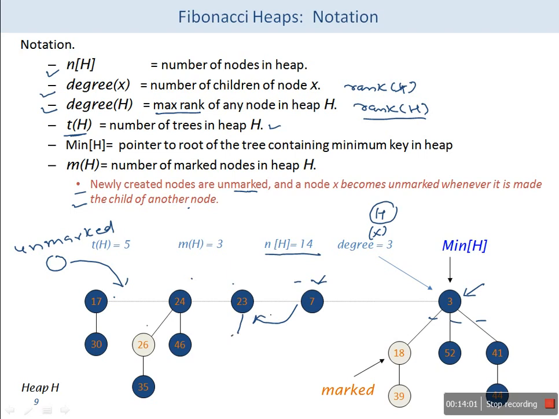So this cannot be added here. If 23 is added to 7 and 7 was marked previously, then we can make the color of that node unmarked. A node is marked whenever a child of that node is deleted. So if I delete 46 from here, then the parent of this node is marked. We will see the details about marked and unmarked nodes in the decrease key and delete operations.